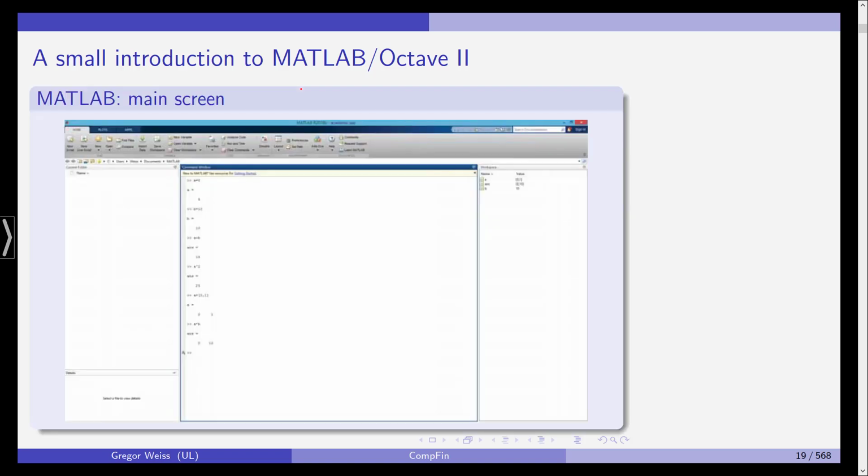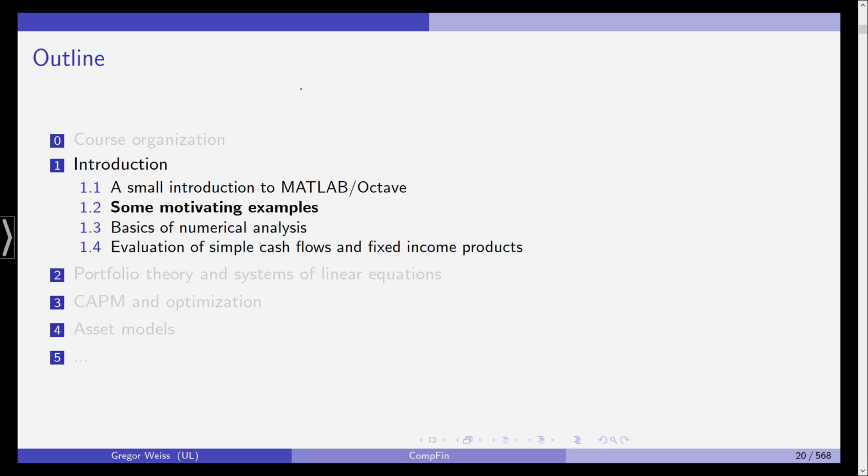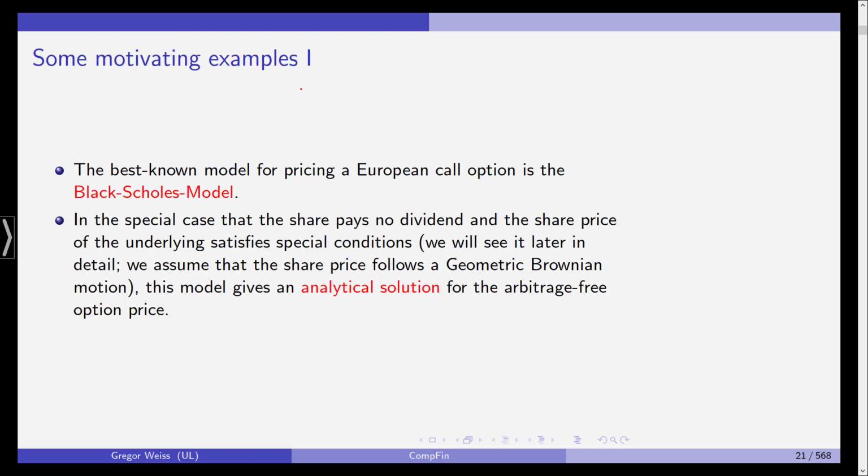You probably don't see much on this slide. It's a very bad screenshot, but this is what Matlab looks like. You have a window where you can enter your commands. You have a window where you can see the defined objects like vectors, matrices, numbers, and you can also see the current folder. So very simple tool, and you can look up all the different commands on the internet. Okay, so let's start with some motivating examples.